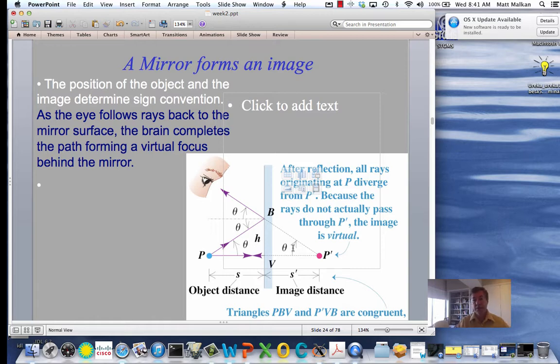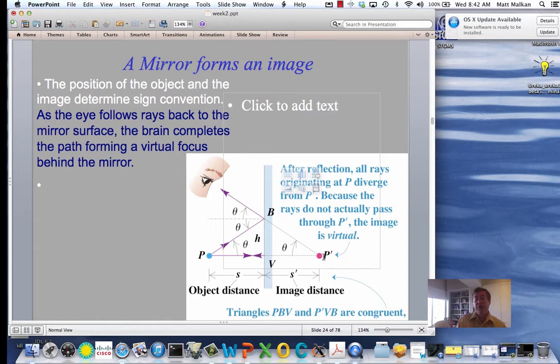So in particular, here's the money question. How far behind the mirror is the virtual image that's formed of P? Well, if P is a distance S in front of the mirror, this virtual triangle has to be identical, except it's just flipped here. So pink P, the virtual image, has to be a distance S prime, but it's going to be the same as S. In this particular case, because it's a flat mirror, S and S prime have to be identical.